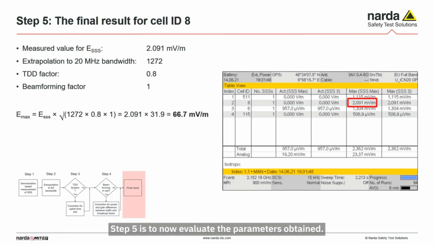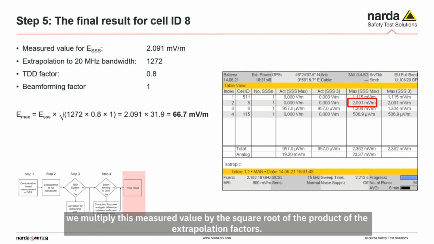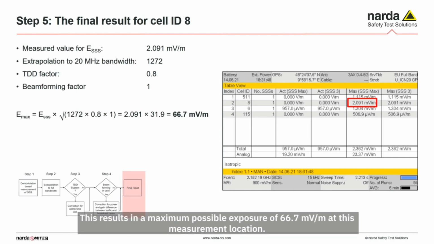Step 5 is now evaluate the parameters obtained. Starting from the SRM result for cell ID 8 of 2.091 mV per meter, we multiply this measurement value by the square root of the product of the extrapolation factors. This results in a maximum possible exposure of 66.7 mV per meter at this measurement location.